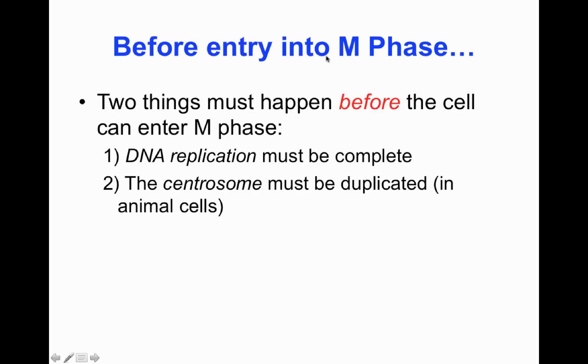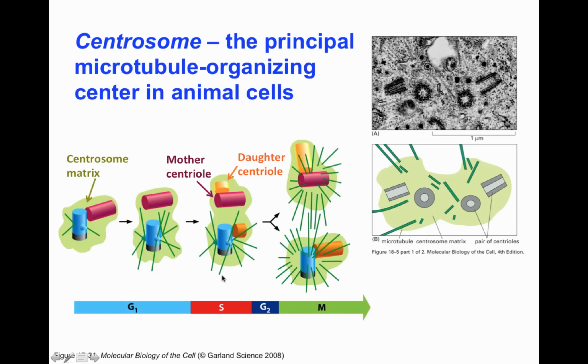Number one, the DNA needs to be replicated completely, and that is going to happen during S phase. Number two, the centrosomes need to be duplicated, and that's going to be happening during G1 and G2. So one cell that has now been able to have its DNA replicated and centrosomes replicated will enter into M phase. So in this slide, what I want to show you is the process of centrosome replication.